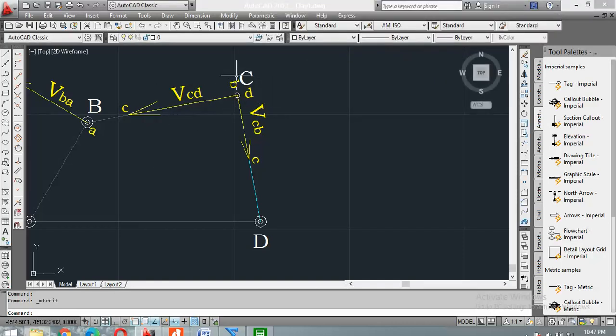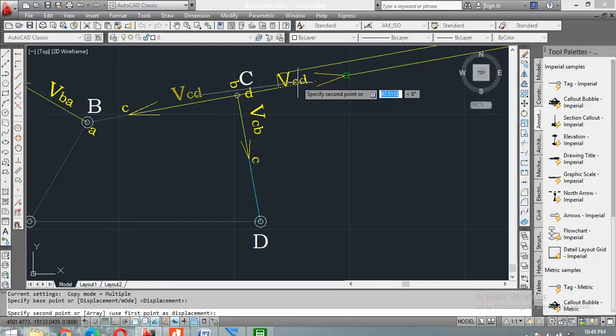Remember, the direction of VCD may be to the right side like this. VCD का डायरेक्शन ये भी हो सकता है, because at present we don't know the angular velocity, and CD is rotating anti-clockwise or clockwise, we don't know. If it is rotating clockwise, then this direction of VCD can be correct. Let me keep both as they are.